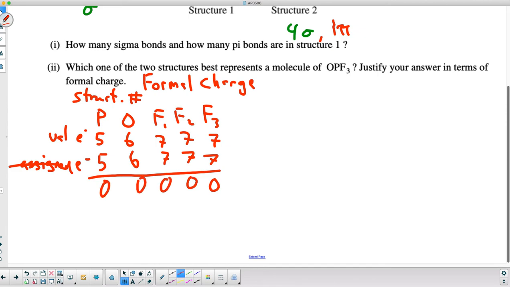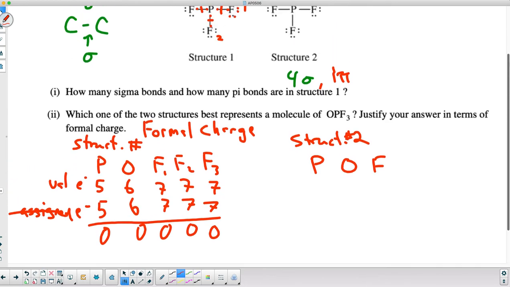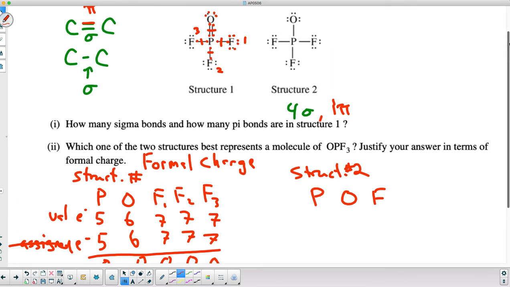The number of valence electrons minus the assigned electrons. I'm sure you're thinking, am I even doing this correctly? Well, you are doing it correctly. And the reason why is, take a look what happens if I do the other structure. Now I think even with this one, it's the oxygen that changes. It is the oxygen that changes.